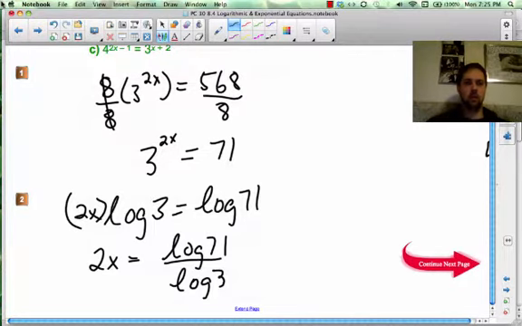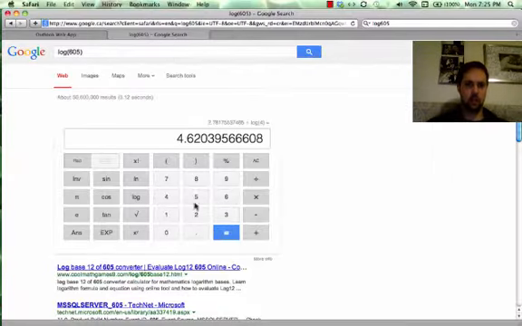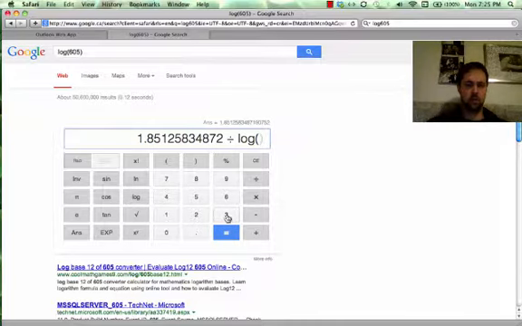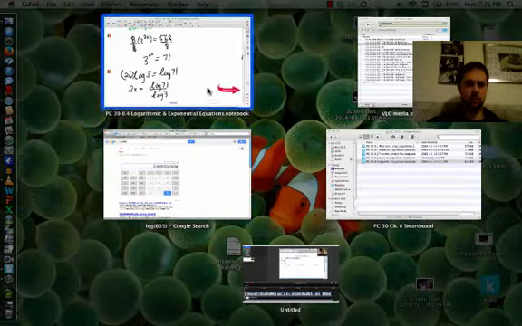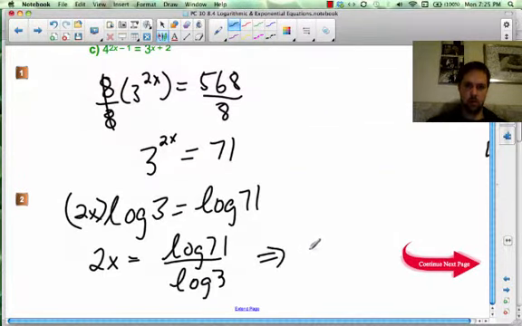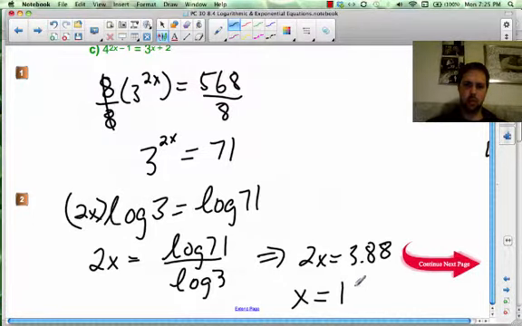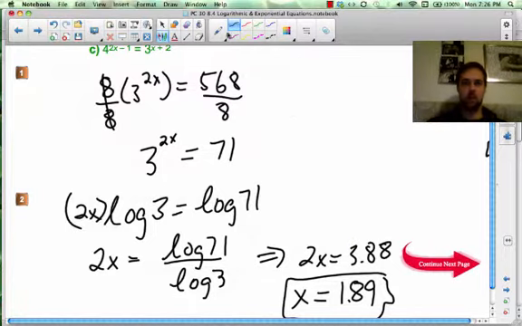And again, definitely need a calculator for this one. So log 71 divided by log 3 equals 3.88. Okay, so 2x equals 3.88. Now divide both sides by 2, and x equals just under 1.9. So something right around there. And that one's done.